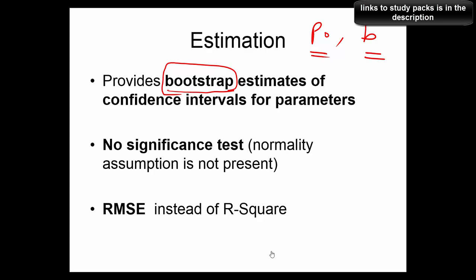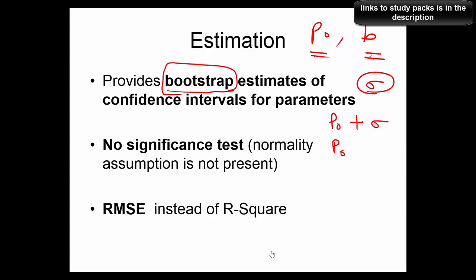So bootstrapping is nothing but resampling, where you draw multiple samples, fit the equations, and find out the values of p naught and b. Okay, and then find out the standard deviation. That's what is going to give you the confidence interval. So in one case you will have p naught plus your standard deviation.